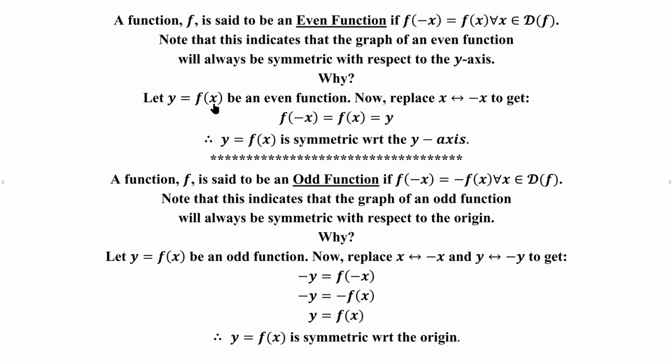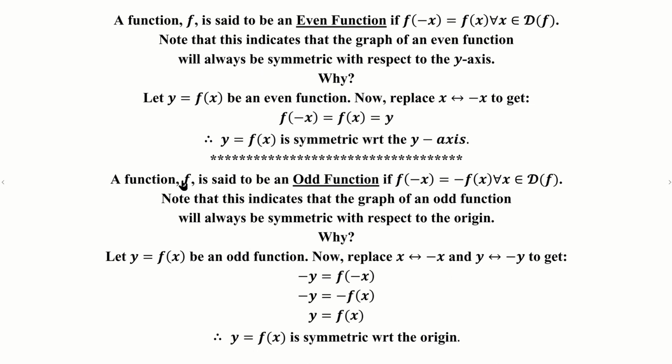Well, look, let y equals f of x be an even function. Now replace x with negative x, right? So what do you get? You get f of negative x equals f of x, which is y. So in other words, this leaves the original function unchanged, so therefore y equals f of x is symmetric with respect to the y-axis. Of course, we're being a little loose with terminology here. We mean the graph of y equals f of x is symmetric with respect to the y-axis, okay?